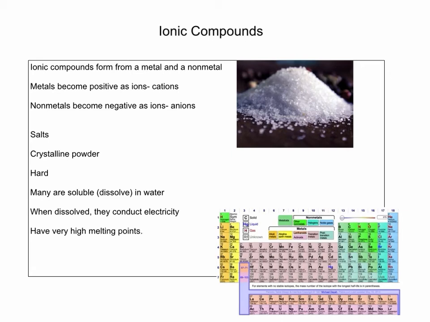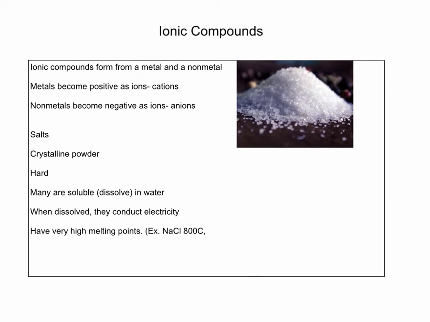For example, table salt, sodium chloride, melts at 800 degrees Celsius. And in Fahrenheit, that's about 1400 degrees Fahrenheit. So they have very, very high melting points. Well, why do they have all of these properties? Like almost everything in chemistry and even biology, the structure of whatever we're talking about, how it's put together, determines the function, the properties of this compound.